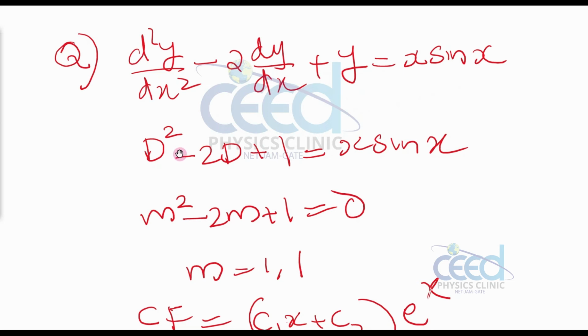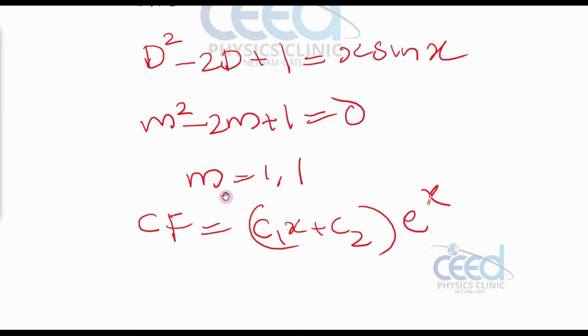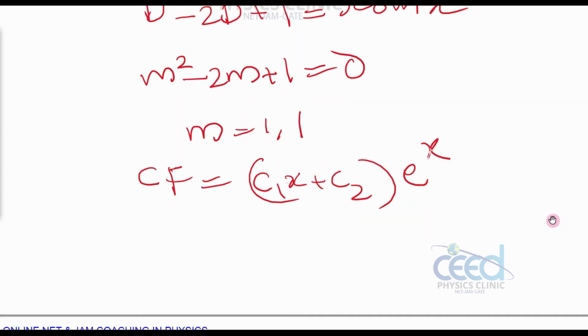I can write it as (d square minus 2d plus 1) y is equal to x sin x. Here, for the complementary function, we first solve the auxiliary equation: m square minus 2m plus 1 is equal to 0. When I solve this, I get m is equal to 1, 1. So the corresponding complementary function, since m is a repeating value, is (c1 x plus c2) into e raised to x.